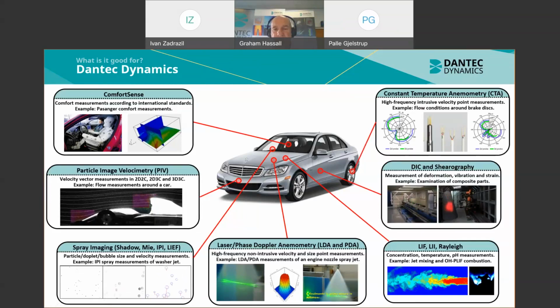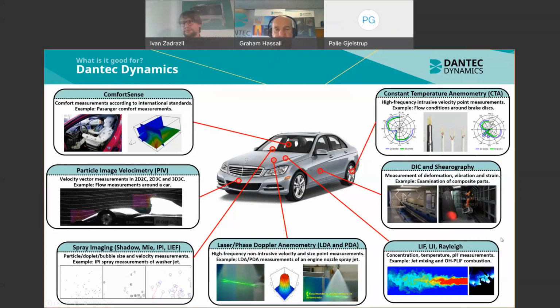I hope you can see from this first section that Dantec Dynamics provides comprehensive measurement systems for many fluid and solid mechanics research and development applications.